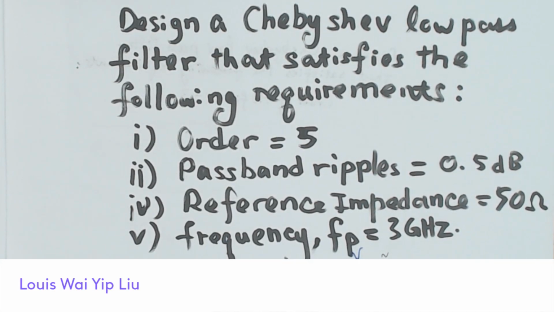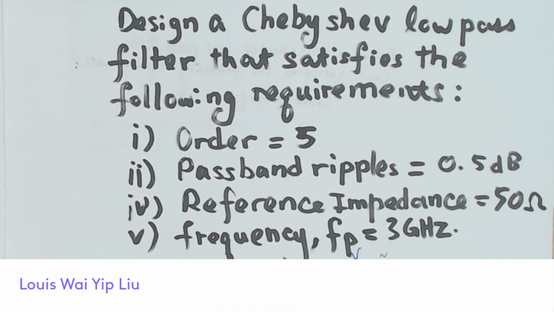In this video, we are going to walk through this example. You are asked to design a Chebyshev low-pass filter that satisfies the following requirements. The order of the filter is 5. The passband ripple is 0.5 dB. The reference impedance is 50 ohm. And the corner frequency is 3 gigahertz. Okay, so we are ready now.